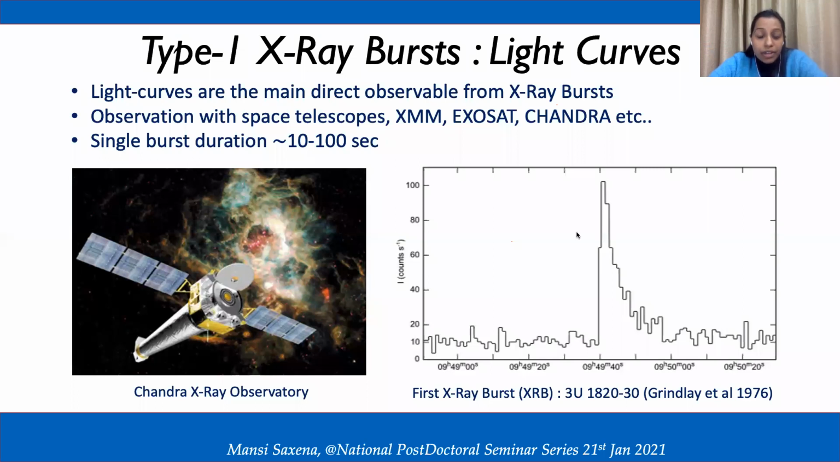Now, on the right, I have a figure. So here is an X-ray burst light curve from the very first observed X-ray burst. Normally, as we can see, these bursts are characterized by a fast rise time between 1 to 10 seconds and burst durations lasting from 10 to 100 seconds.